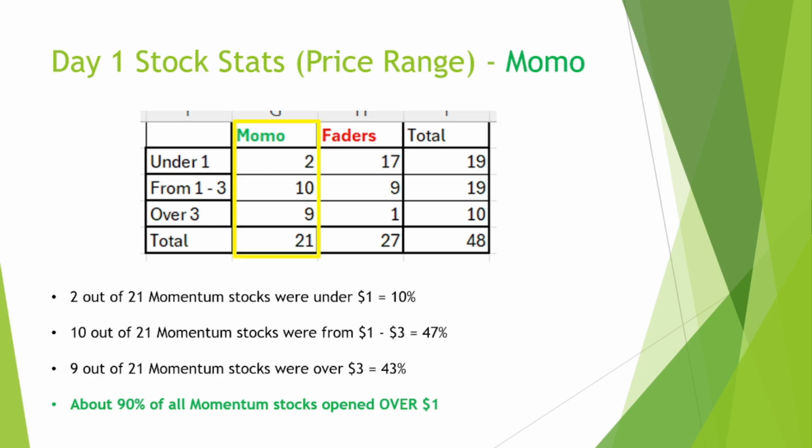So we should be looking at stuff that's over $1. That's all that is saying. The majority of the stocks this week that had momentum were over $1.